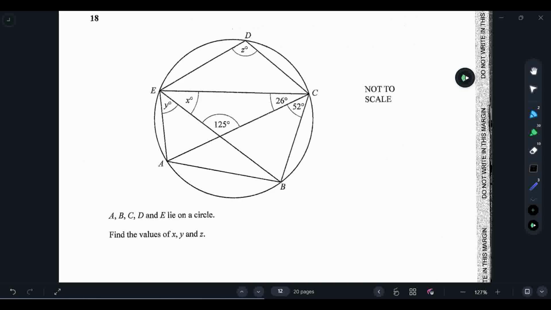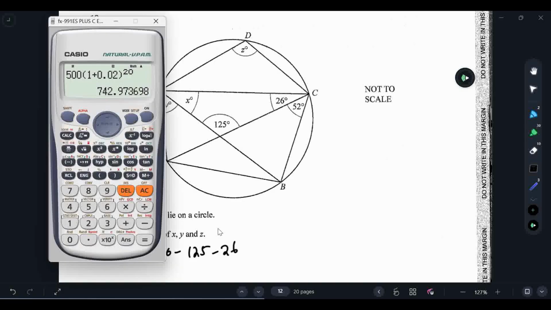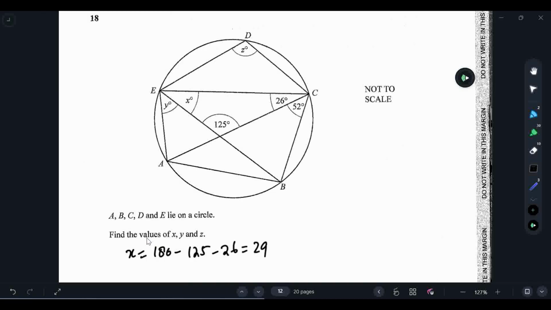Now in question number 18, find the value of x, y and z. For the first one, we know that this is a triangle. So for x, we can do 180 minus 125 minus 26. Just use the calculator. 180 minus 125 minus 26 equals 29. So x will be equal to 29.